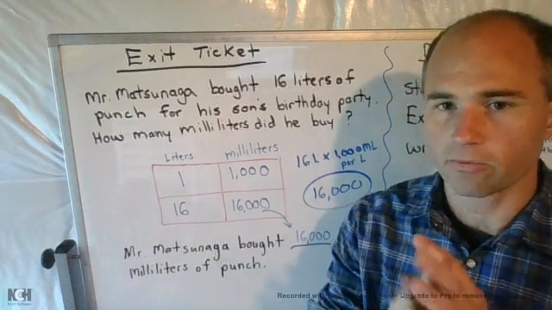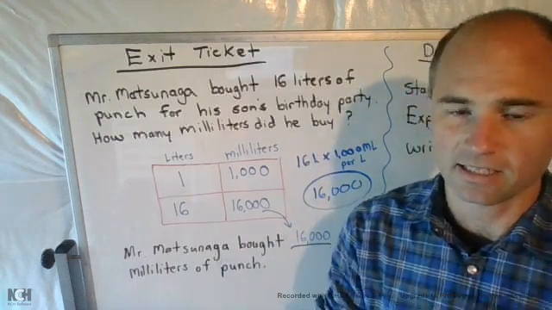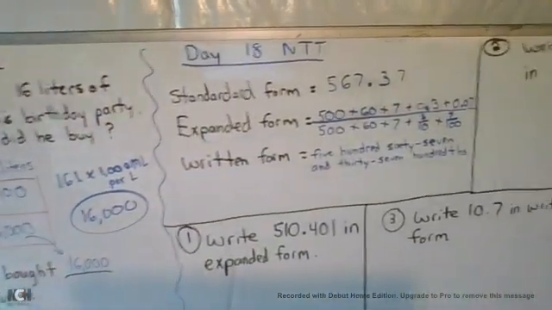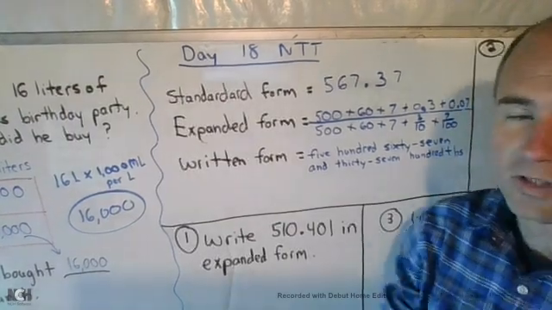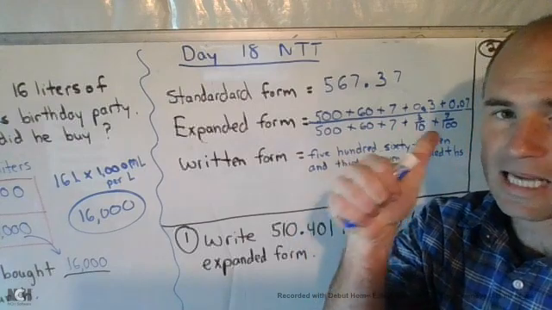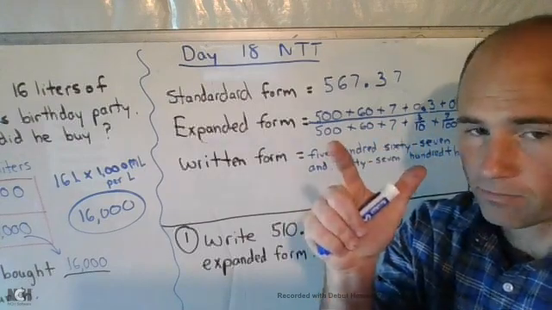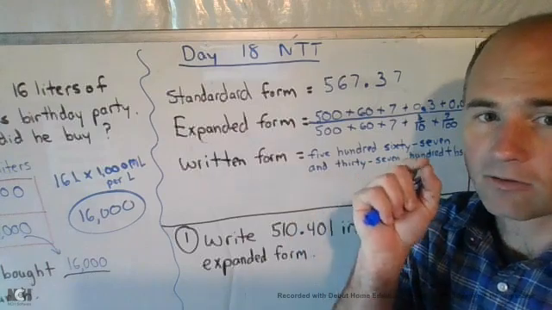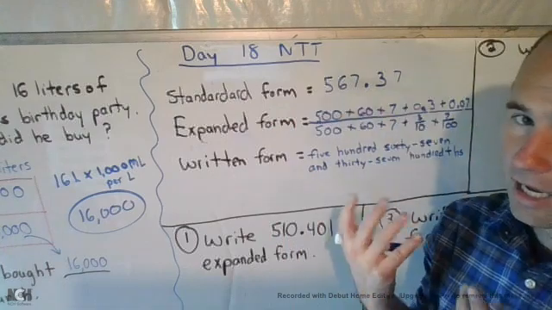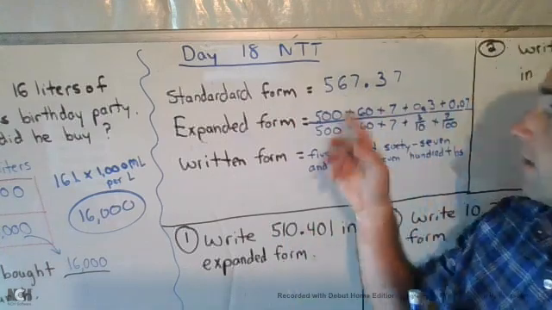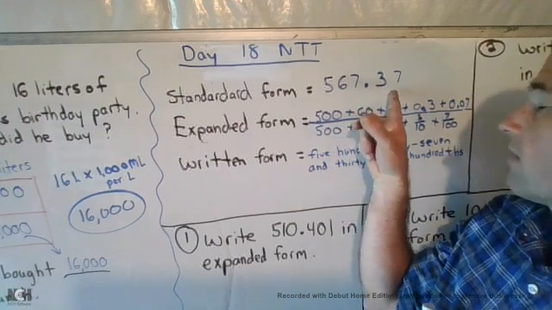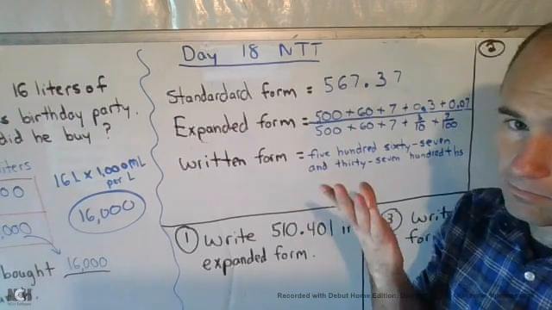All right, so let's get started with our day 18 concept and skill. Today we're going to focus on three different forms: standard form, expanded form (there are two types of expanded form), and written form. The first form is very familiar to us. It's how we write our numbers, right? 567 and, the decimal means "and," 37 hundredths. That's easy.